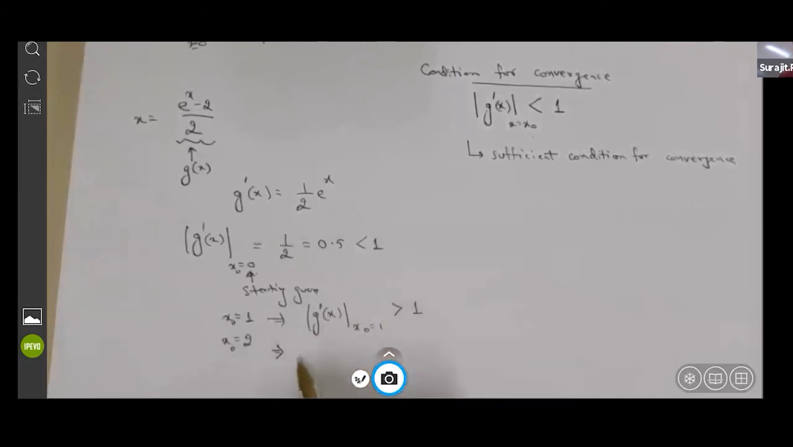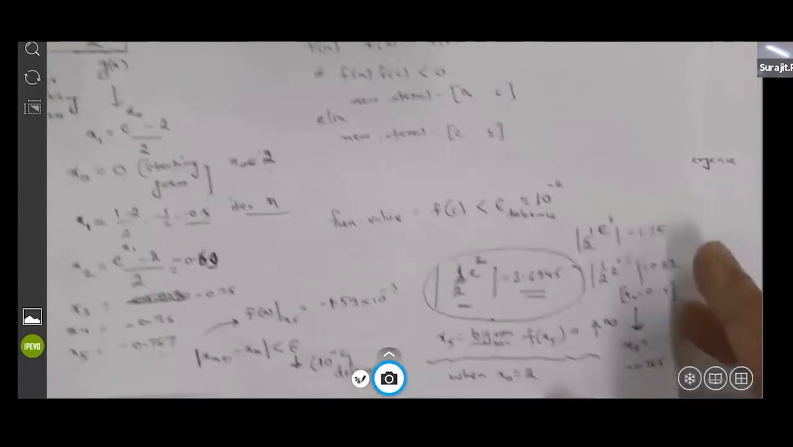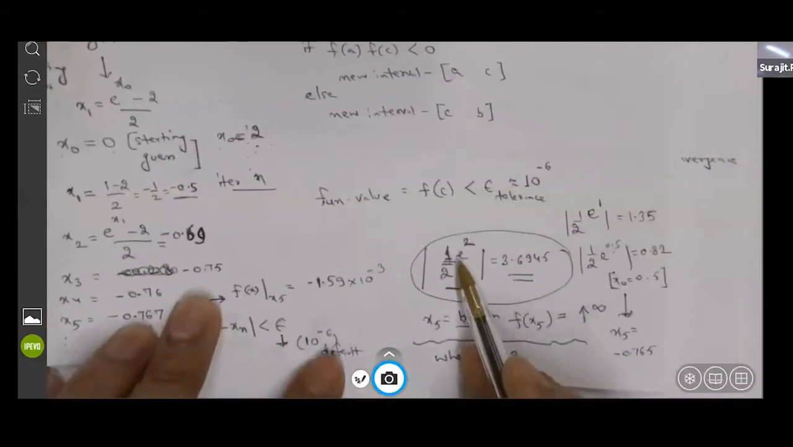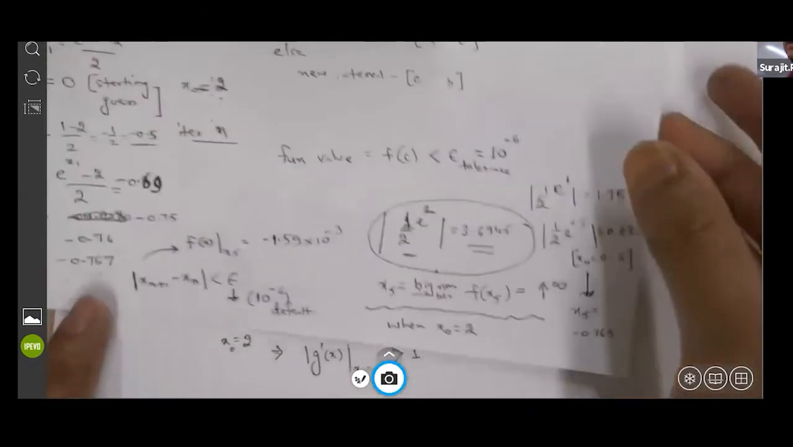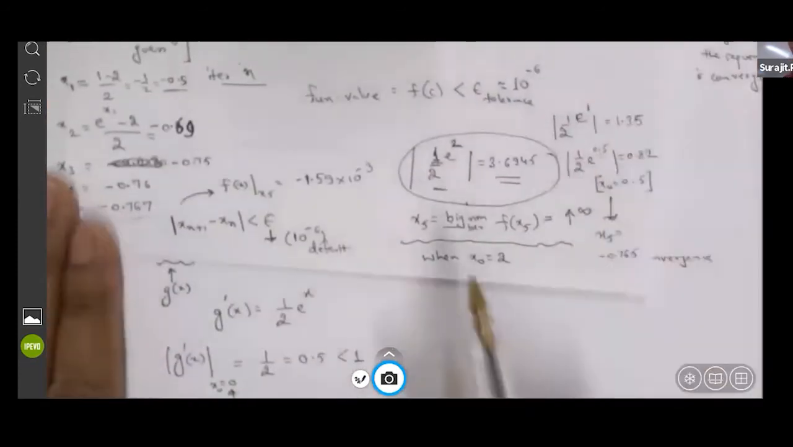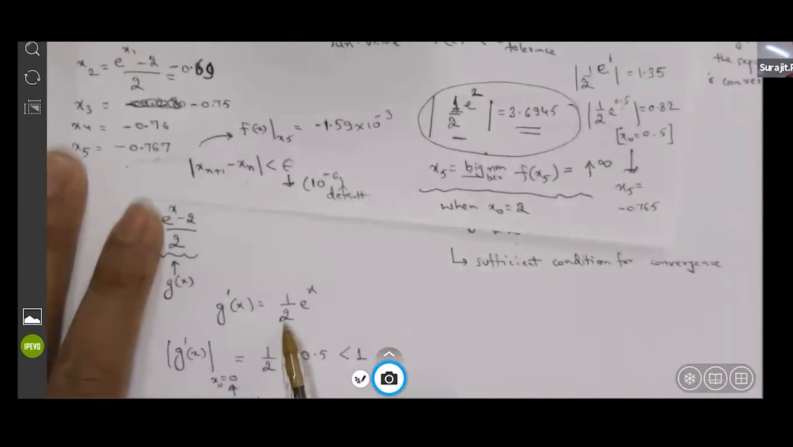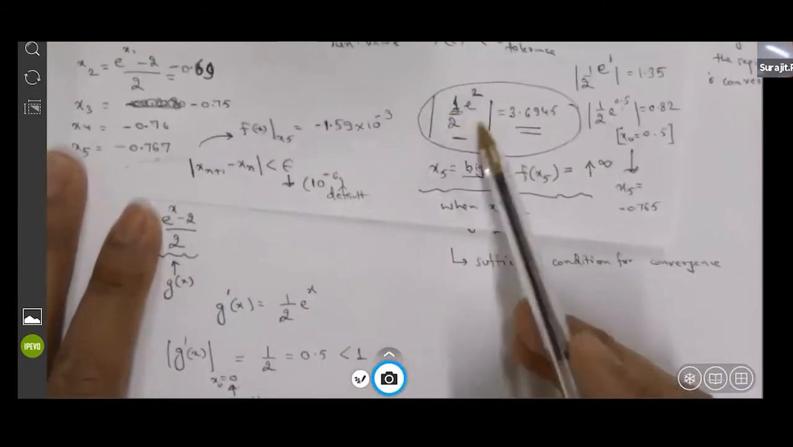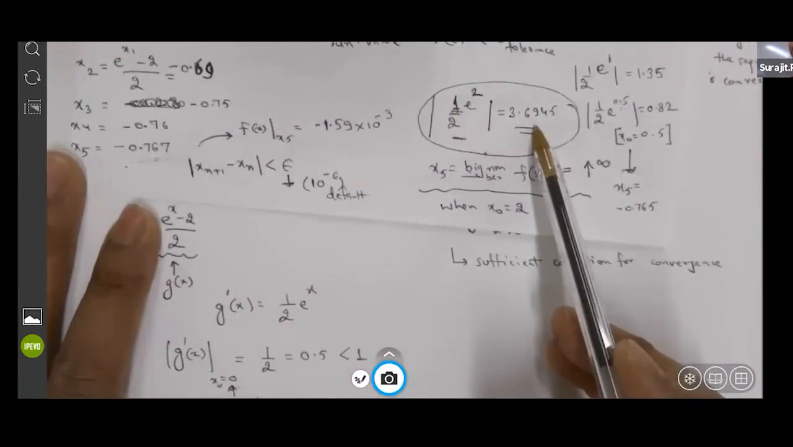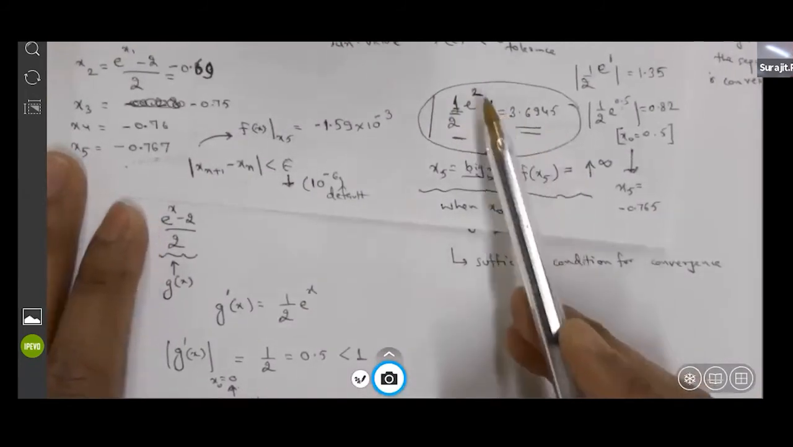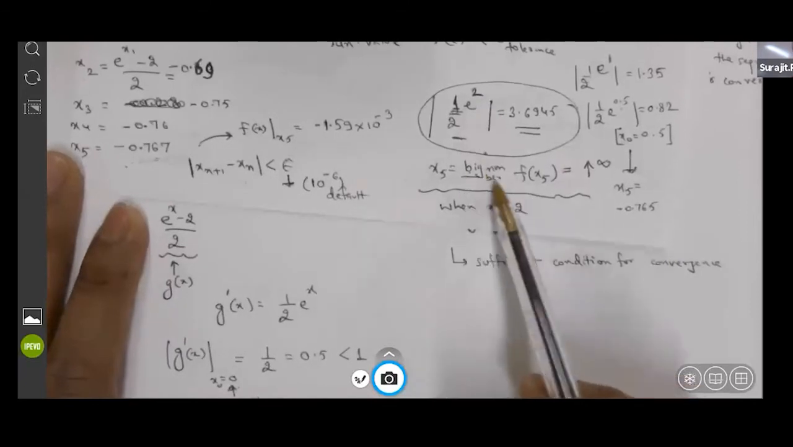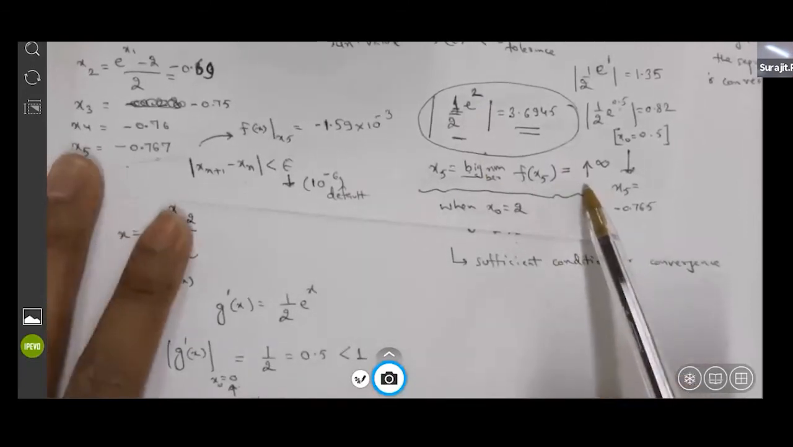Similarly, for x naught equals 2, g prime of x is around 3.6945. Basically, what I'm referencing are these numbers. When I was asking you to calculate this number, I was asking you to calculate this g prime of x, which is half of e to the x. So at x equals 2, this number turns out to be 3.6945, which is greater than 1. And when you start with x naught equals 2, you see that this is diverging. Did you see what I'm saying, guys?